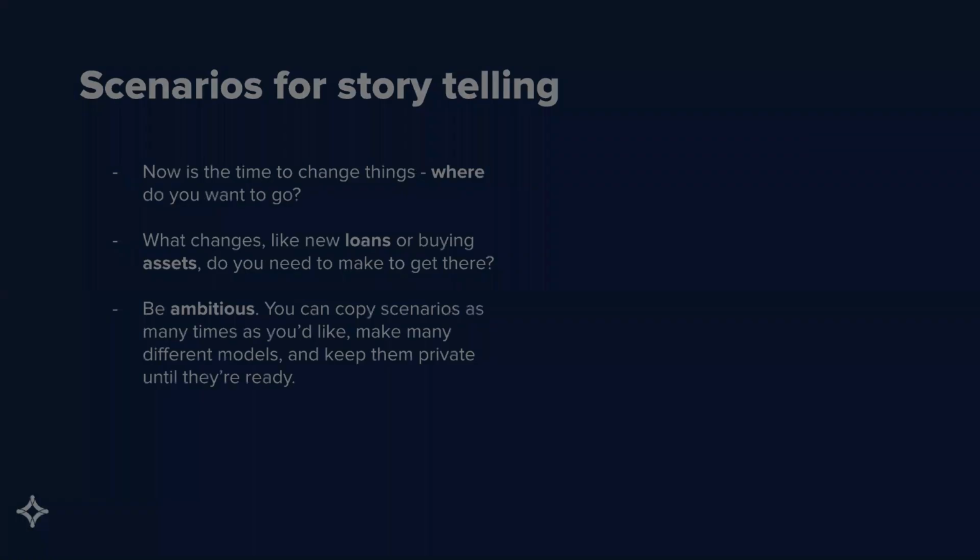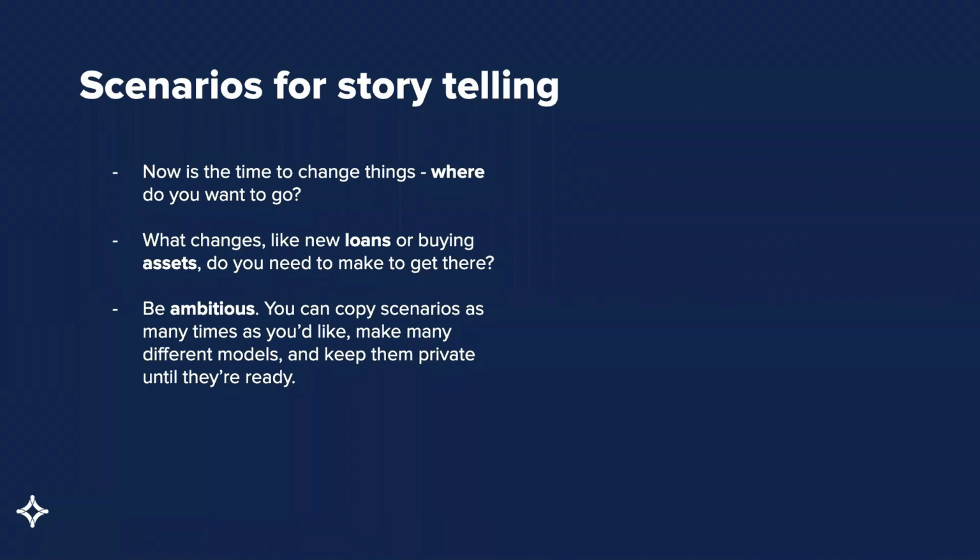Now is also the time to change things. Where do we want to go? What changes, like adding in new loans or buying new assets, what changes do you need to make to get there? And the last thing is just to be ambitious with it. You can copy scenarios as many times as you'd like. You can make many different models and you can keep them private until they're ready. So you can have this sitting in your back pocket while you're working on it, and then you don't have to reveal it before it's too early. So you can really try some interesting things, try some big changes to production, and really bring some great value to your clients.